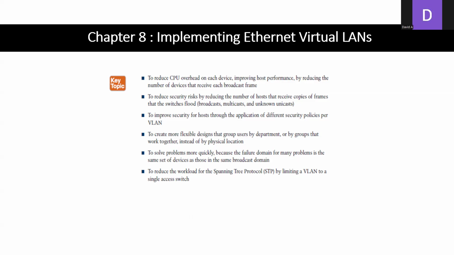Okay. Number six, to reduce the workload for the spanning tree protocol, STP, by limiting a VLAN to a single access switch. That's a big one. We haven't spoken about spanning tree. We'll do that in chapter 9, right? And we'll just talk about the concepts. We won't go deep into it.